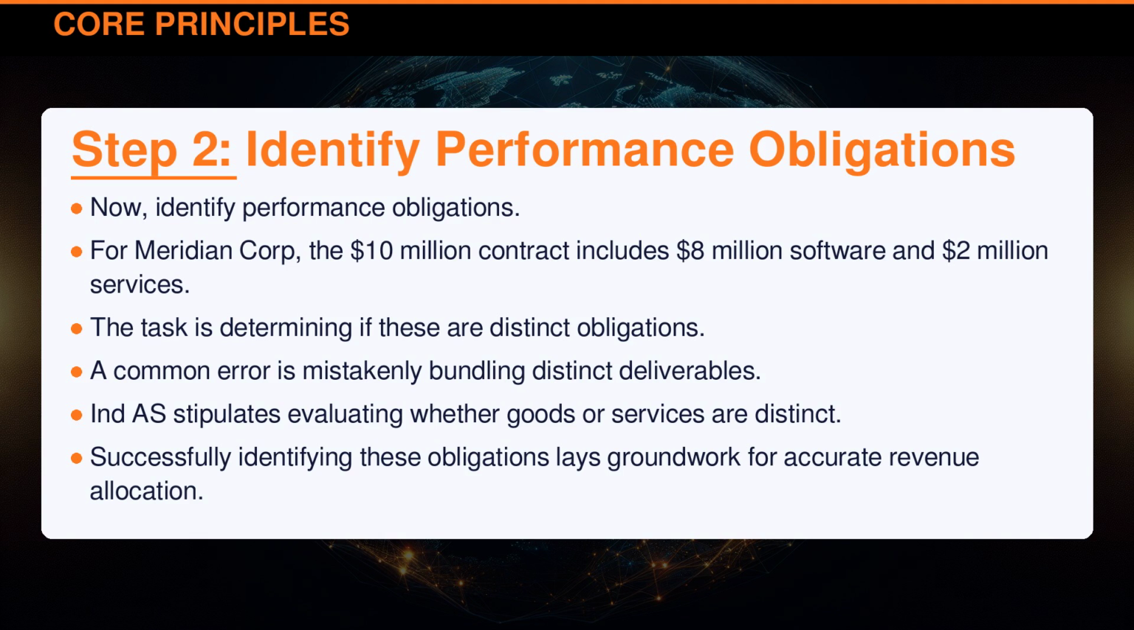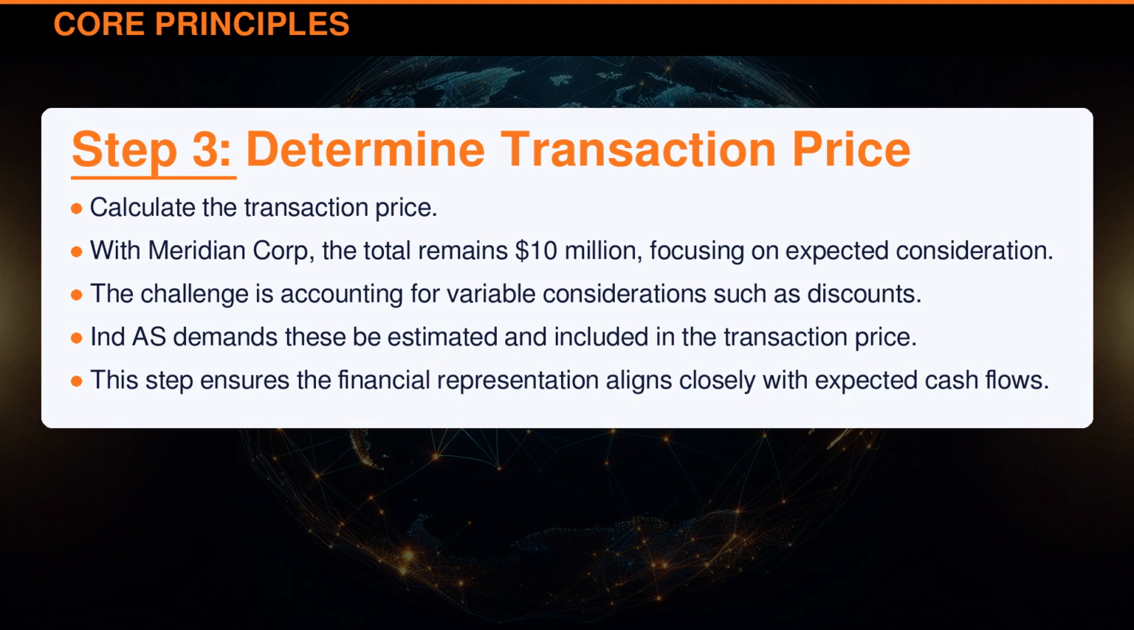Indian Accounting Standard stipulates evaluating whether goods or services are distinct. Successfully identifying these obligations lays groundwork for accurate revenue allocation. Calculate the transaction price. With Meridian Corporation, the total remains $10 million, focusing on expected consideration.